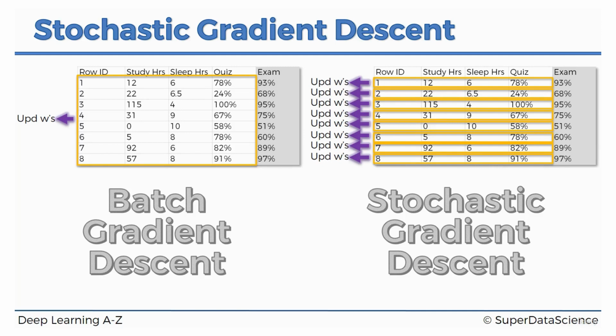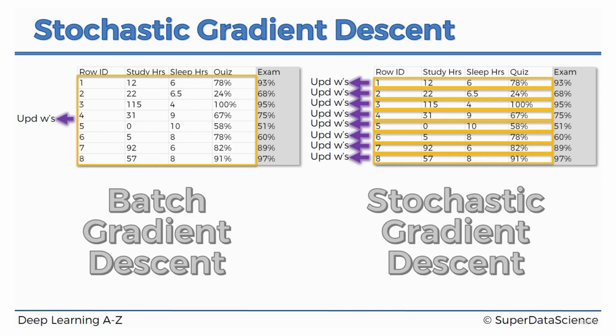Also, there's a method in between the two called the mini batch gradient descent method, where you combine the two. Rather than running a whole batch or running one at a time, you run batches of rows, maybe 5, 10, 100, however many rows you decide to set. You run that number of rows at a time, then you update your weights, and so on. And that's called the mini batch gradient descent method.